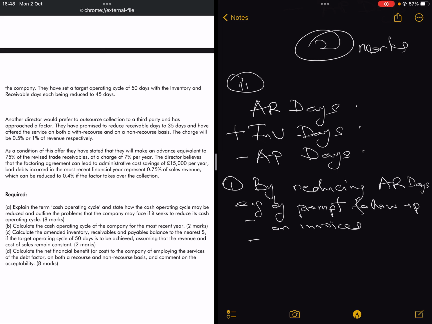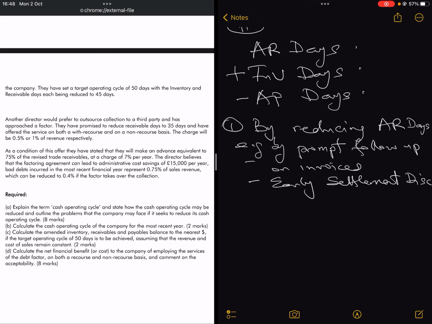You can give another reason, early settlement discount, and so on. We'll cover how to manage account receivable balance as we move on in this lecture.